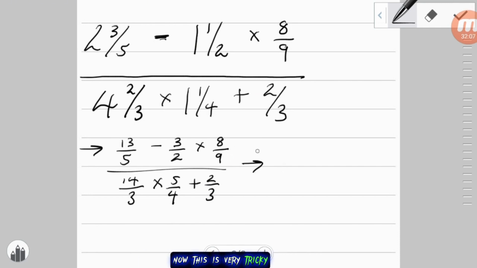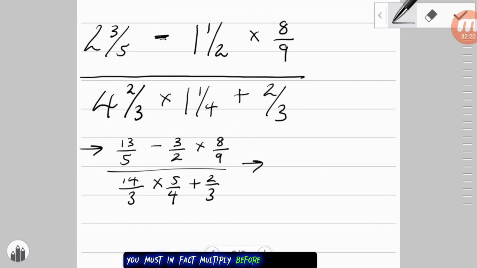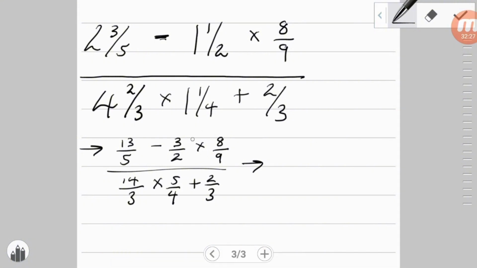Now this is very tricky because if you're not focused, you may make the mistake of subtracting before you multiply. So it's very important you recognize that you have subtraction and multiplication. You must in fact multiply before you subtract. So when we're multiplying, always check to see if there's something to cancel. If we can cancel, it is easier.